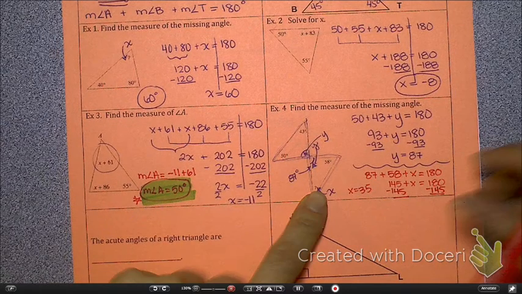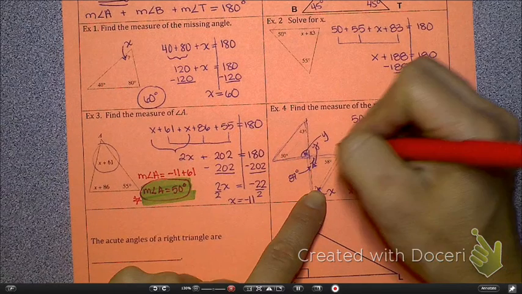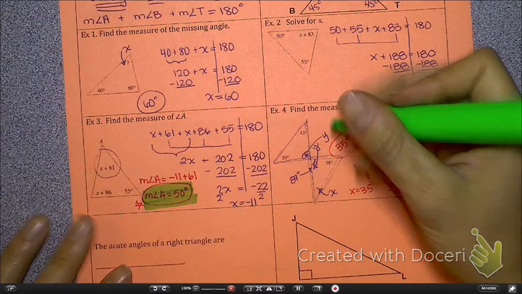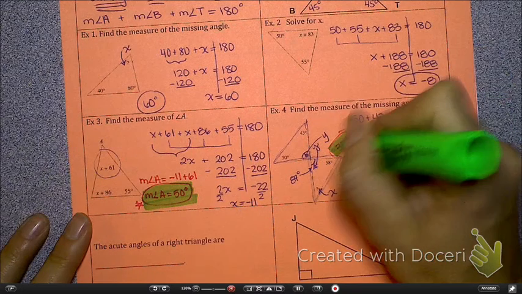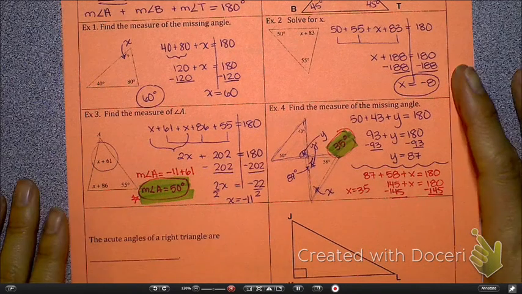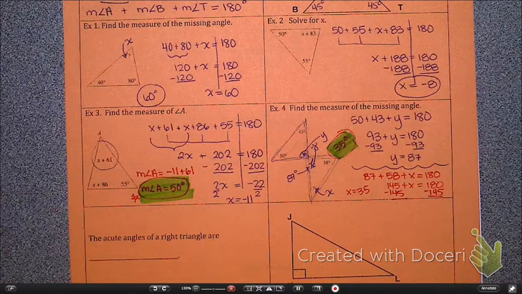35 what? Degrees. Okay, so make sure for your final answer, you write 35 degrees because it was asking for the measure of the angle. So you have to put degrees with it. Does that make sense? How we got that? Are there questions so far on what we did on that?